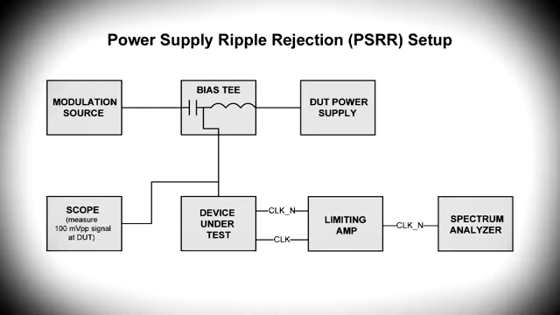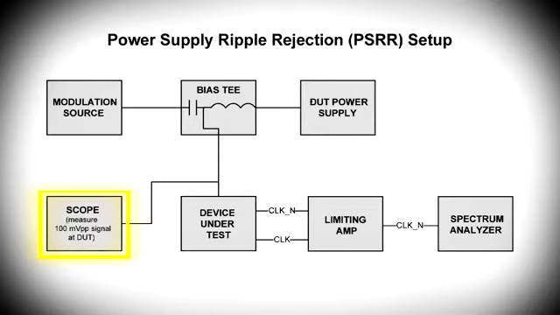Now that we understand the basics behind the measurement, let's examine an actual setup. This setup employs the following elements. A DC power supply provides the average voltage and DC current for the device under test. The DC power supply is filtered through a bias T, which passes the DC current but restricts the AC current. A modulation source provides the voltage ripple. The modulation source is AC coupled through the bias T to prevent the flow of DC current back to the modulation source.